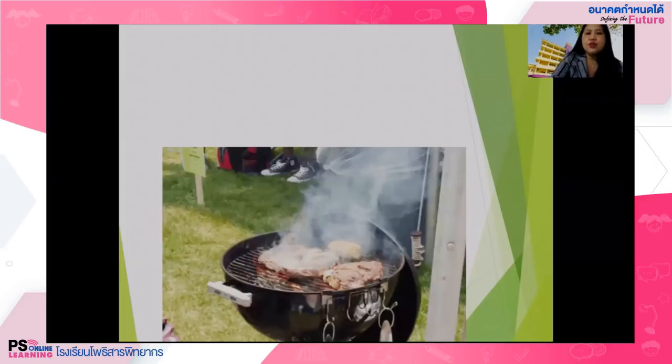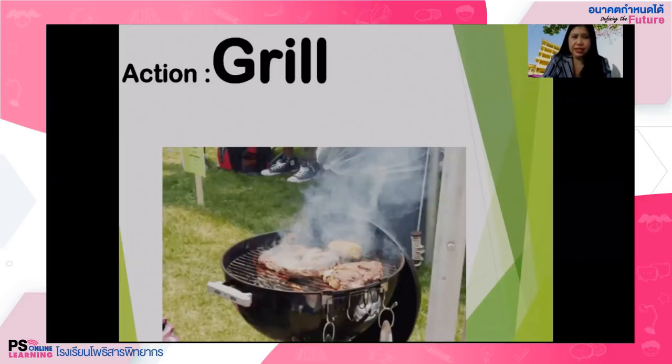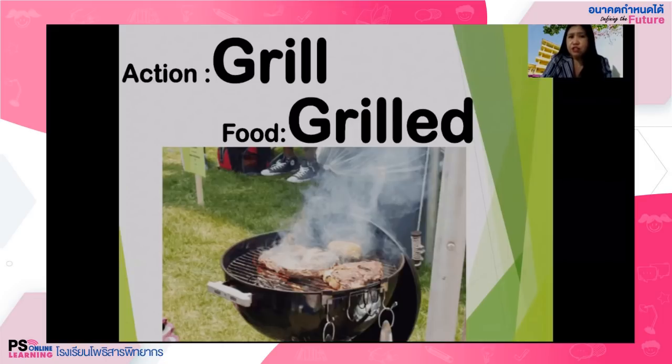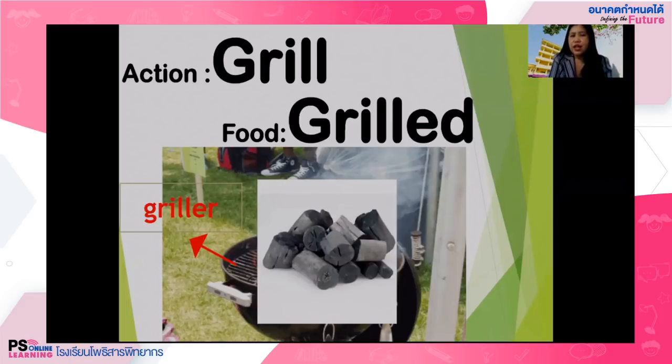Okay. Next one is this one. What is this? That is, the action is grill. Grill. And then when you finish, the food is called grilled. Grilled. Okay. So when you need to grill, you need a griller. That's called a griller. And of course, you need a charcoal to make fire, to make the heat. Okay. Charcoal. So when you finish doing this, the food is called grilled.